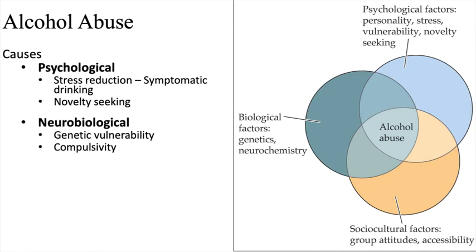Then there are neurobiological factors, or biological factors. This is going to have to do with genetic vulnerability and compulsivity. One of these is going to have to do with the expression of the mGluR2 receptor, which is a metabotropic glutamate receptor. It is a, what is the word I'm looking for? Presynaptic autoreceptor for glutamate. So it's actually inhibitory. It helps regulate the release of glutamate.